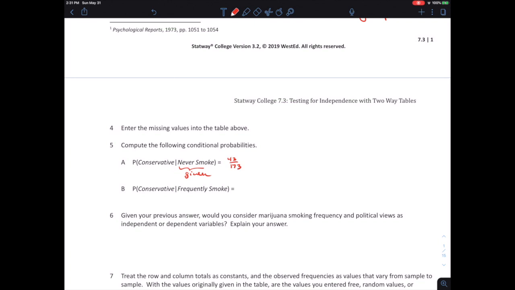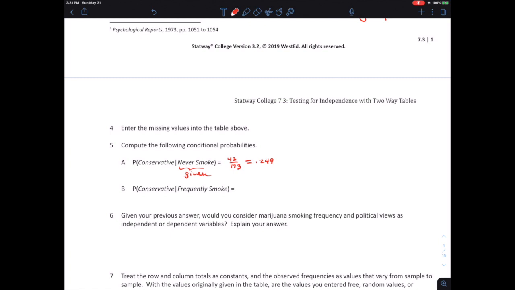And if you compute that on your calculator, that comes out to about 0.249.